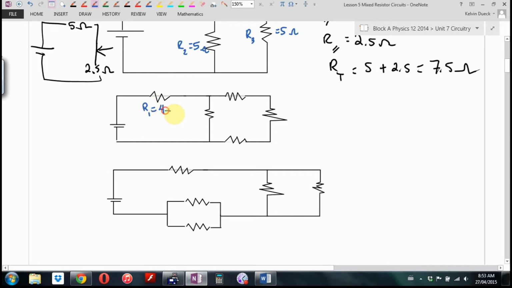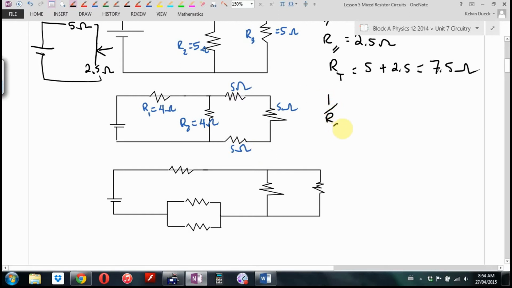R1 equals 4 ohms. This little middle resistor, R2, is also going to be 4 ohms. And then just for giggles, let's let the others be 5 ohms, 5 ohms, 5 ohms. Mr. Dueck, you didn't label those other three. Yeah, I know. What do you notice about those 5s? Mathematically, those 3 5s are the same as one single solitary what?